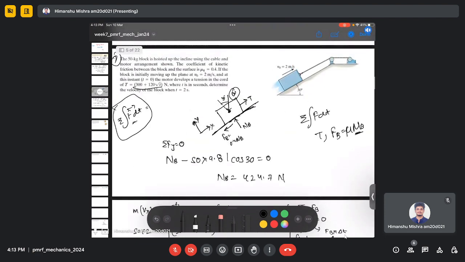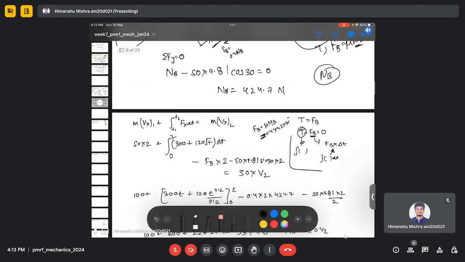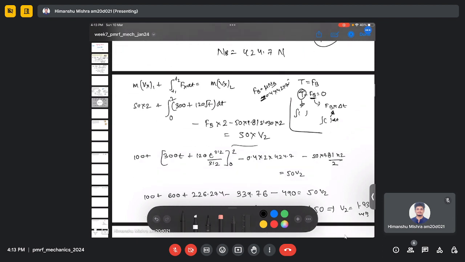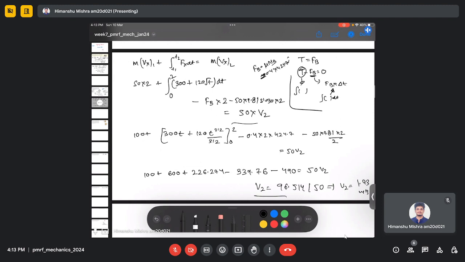Just to recap, we used the conservation equation here to calculate the final velocity. But in order to use that, first you need to consider all the forces which are acting. We found that the unknown force, which we don't have any idea about, is the normal reaction N_B. So we do the force balance analysis to calculate N_B first, and then we use the conservation equation, which depends on N_B, and we calculate the final velocity from this equation.